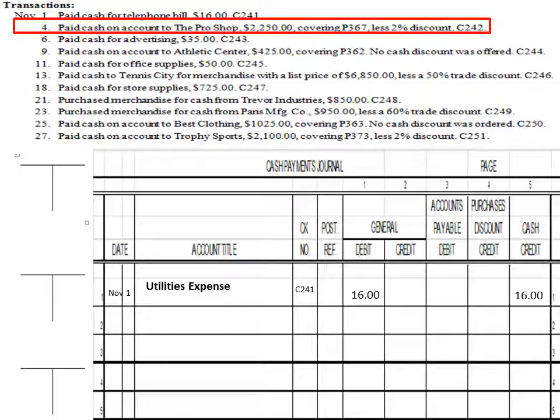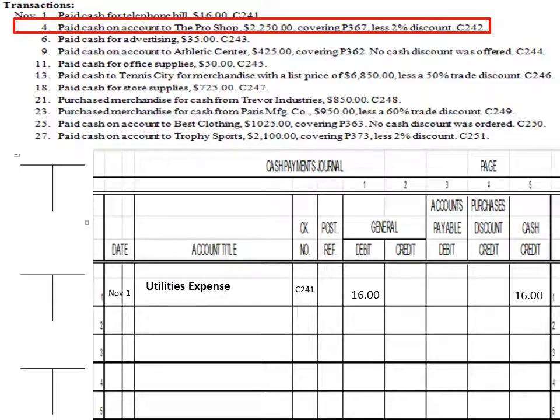It's a purchase discount when the discount happens after you have bought the merchandise on account. In this case, we've already bought it. The indicator that we've already bought it is that P367. So we're now paying for the merchandise we bought on account. If the discount happens after we bought the merchandise, that is a purchase discount. If the discount happens at the time we're buying the merchandise, so you don't see a P367 or a purchase invoice number, that's a trade discount.